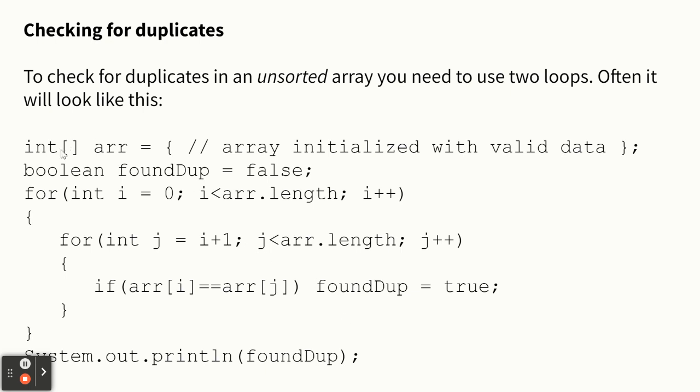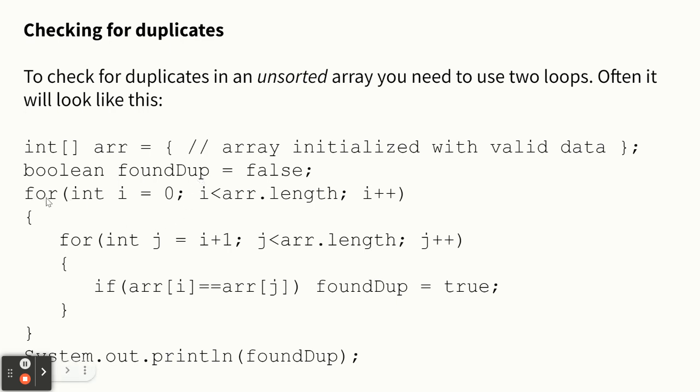Here's an example of some code that would check for duplicates. So I'm starting with this line, integer array, ARR, and then I'm saying, imagine it got filled with a bunch of data. We didn't see that happen, but that's fine. Got a bunch of numbers in there. I'm setting this Boolean variable to false. It's called found dupe. That stands for found duplicate.